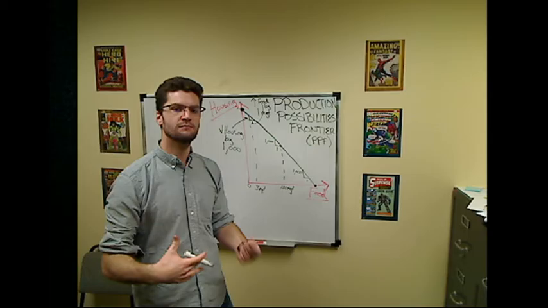Alright, now, here's the kicker. It's not actually correct, right? This is not actually like this. It's not just a straight line. It's actually a bowed out line.